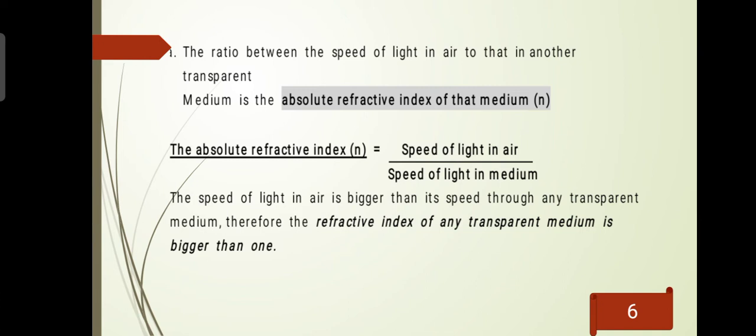We know that the speed of light in air is faster than in any other medium, equals 3 times 10 power 8 meter per second. So the speed of light in air is bigger than the speed of light in any transparent medium, so the refractive index of a transparent medium is bigger than 1. Why? Because the numerator is bigger than the denominator. So the ratio between them is more than 1.